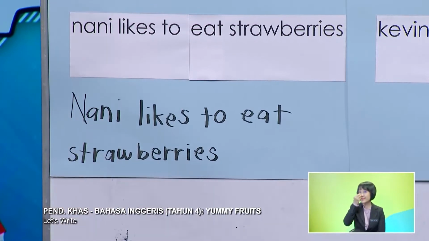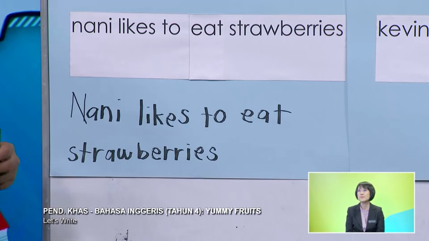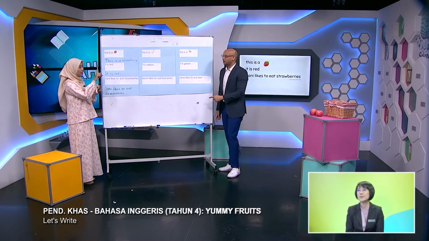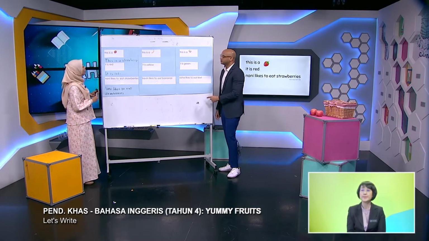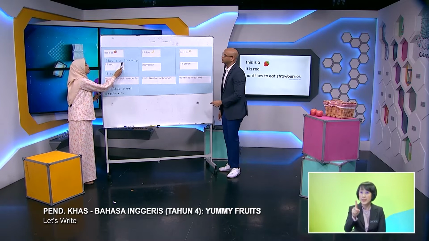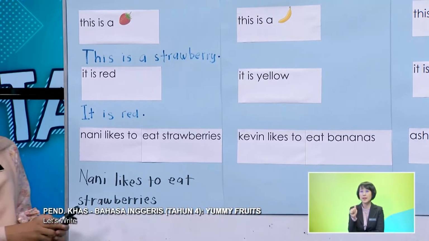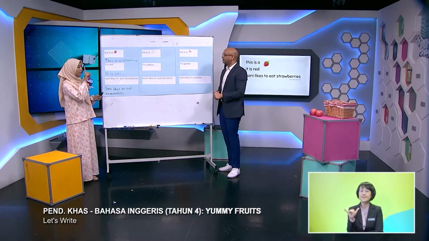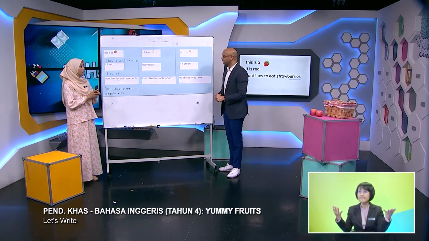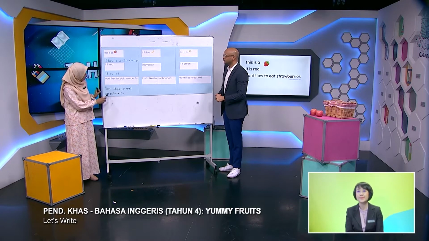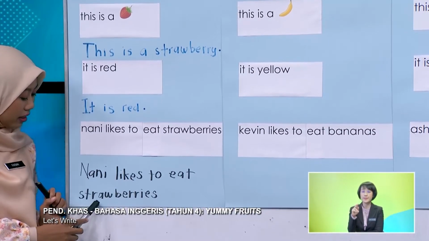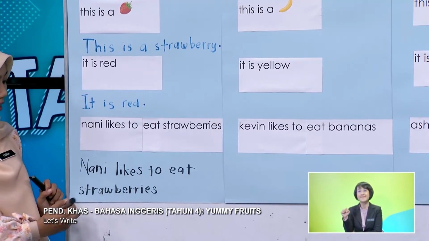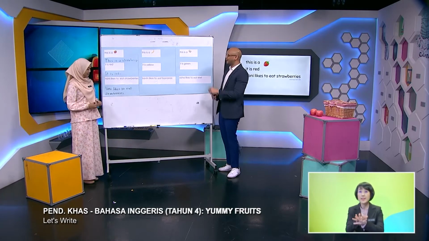S-T-R-A-W-B-E-R-R-I-E-S. Strawberries. But teacher, why is this strawberries and that strawberry? This is because this is one strawberry. Oh, it is singular. If it is only one strawberry, then you spell it as S-T-R-A-W-B-E-R-R-Y. Strawberry. There is one strawberry. But many strawberries will become strawberries, S T R A W B E R R I E S. This is the plural for strawberry. Now I understand.